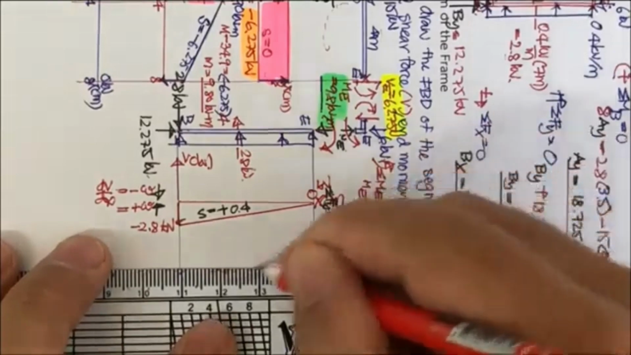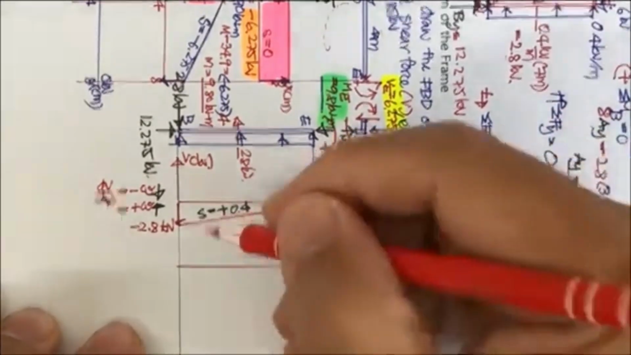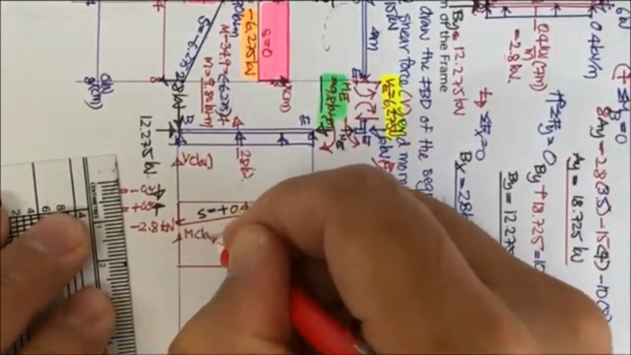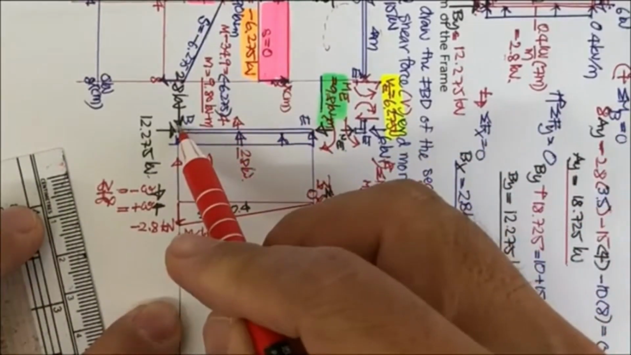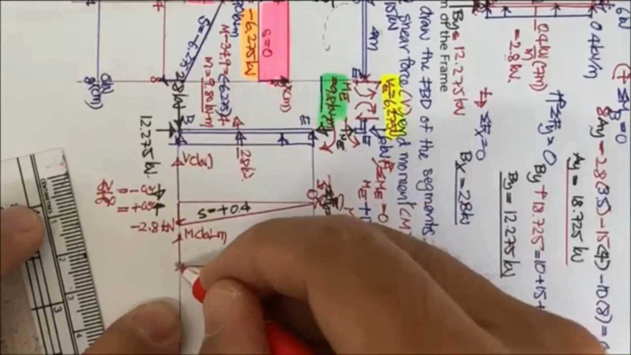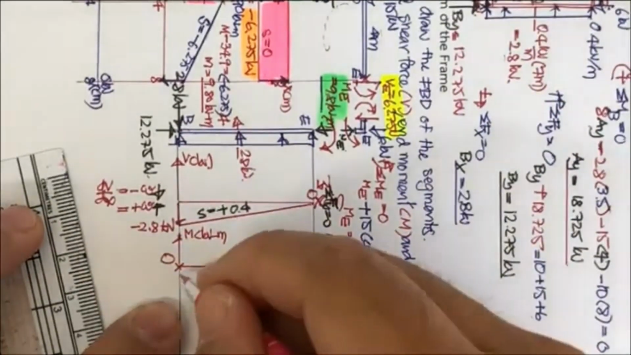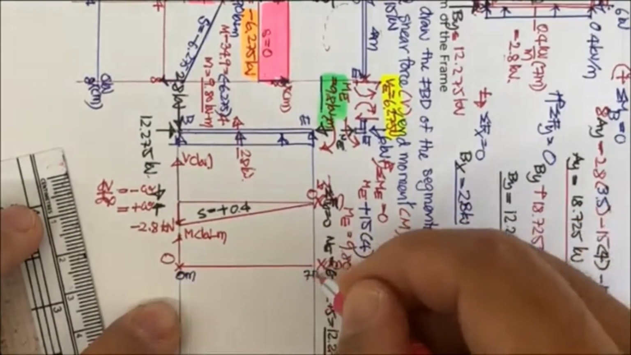Next, we draw the moment diagram. Again, this is x in meters, and the moment is in kilonewton meters. We start again with point B. There is no moment, that's why I put it here. That is 0, and the length is going to be what? 0 meter here, and 7 meter here.